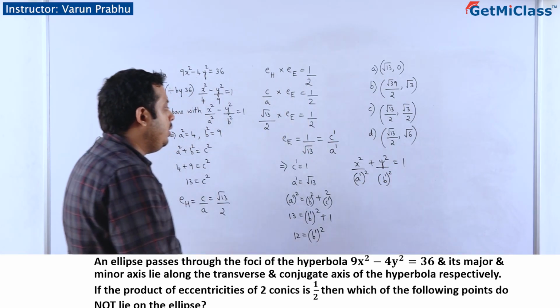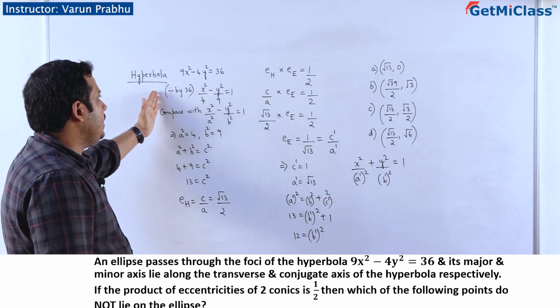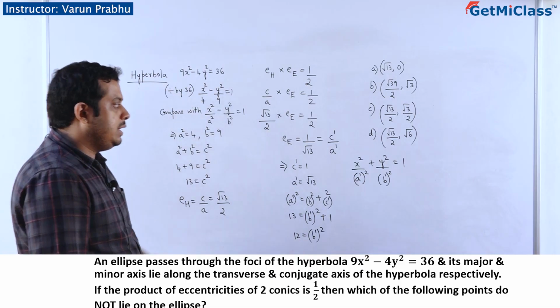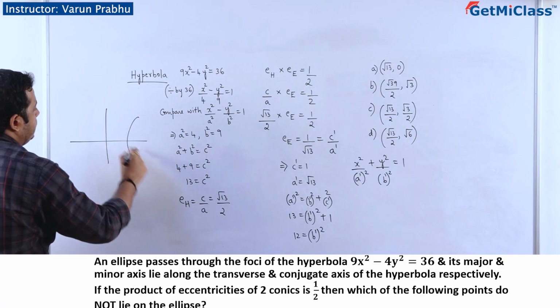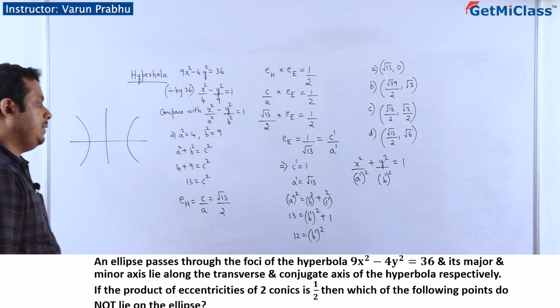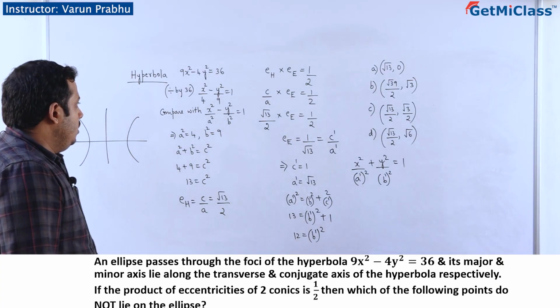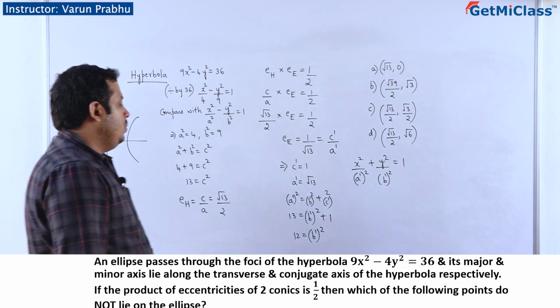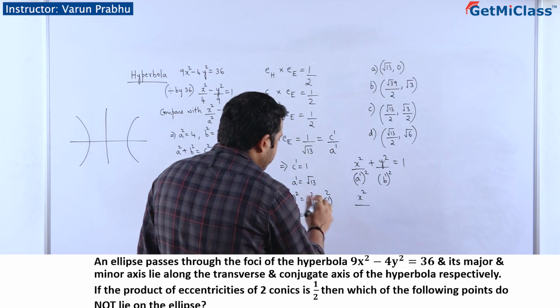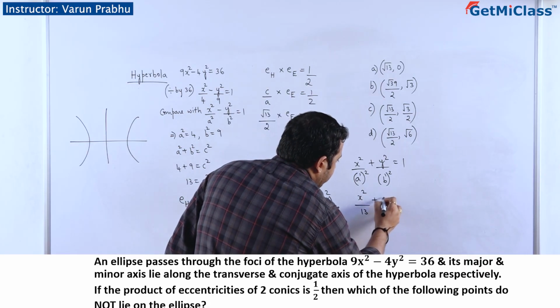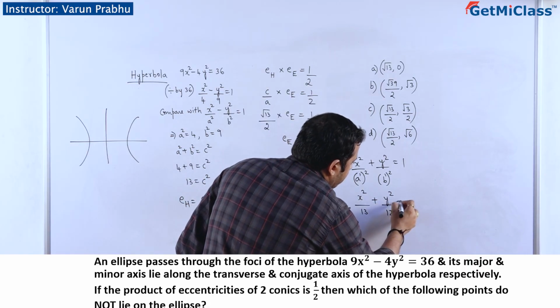Okay, so because the major and minor axis of the ellipse will coincide with the transverse and conjugate axis of this particular hyperbola, and this hyperbola will look like this, correct? And this hyperbola will look like this. So now what is the answer that we get? X square divided by a square is 13, plus y square divided by 12 is equal to 1.